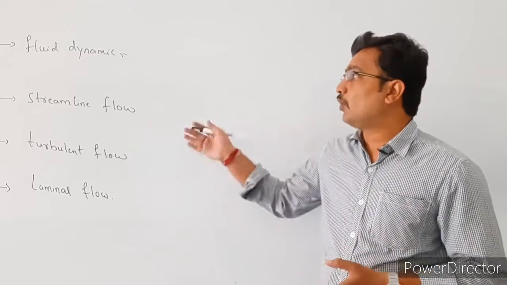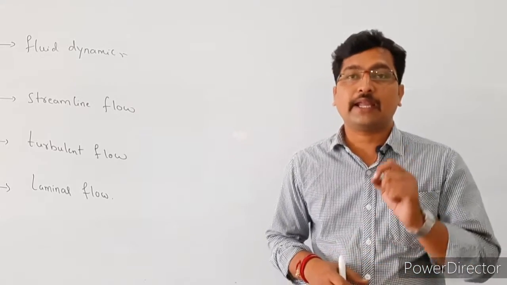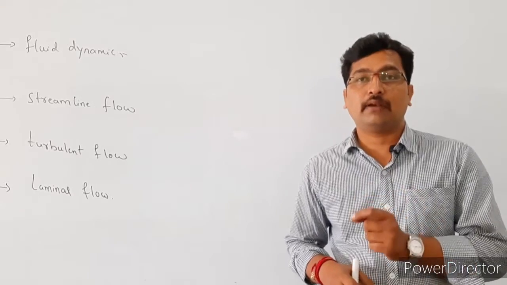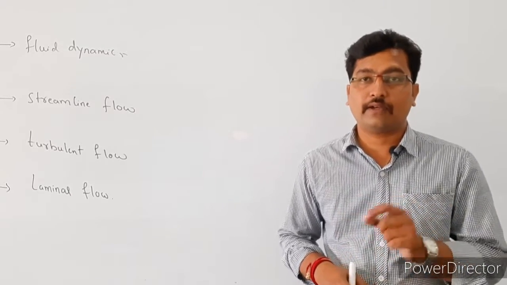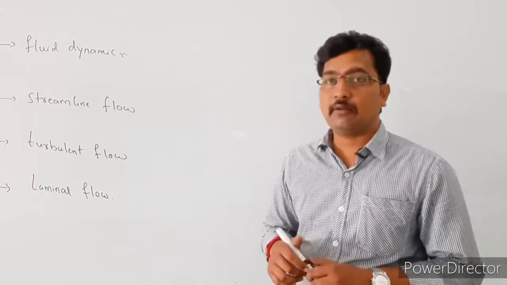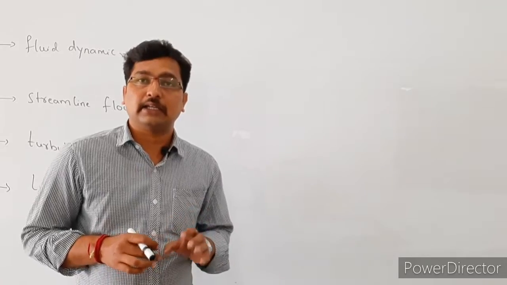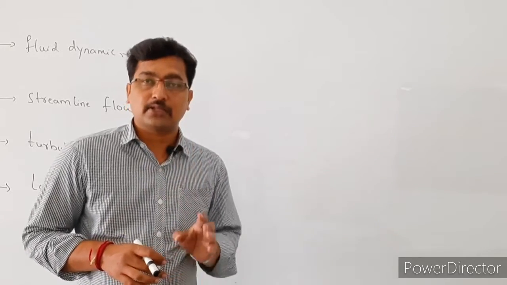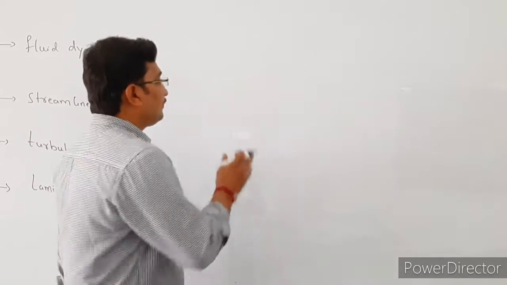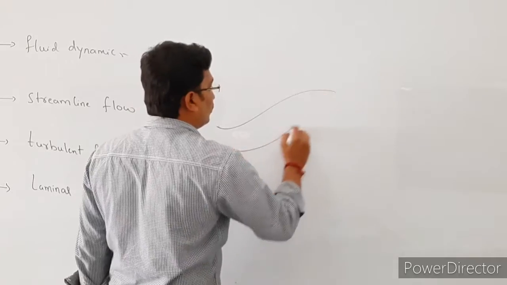The first one: what do we mean by streamline flow? Streamline flow means the regular flow of fluid, that is known as streamline flow. The regular flow of liquid or fluid is known as streamline flow. Or when the velocity of the particle at any point is the same, that flow is also known as streamline flow. Consider this is a bent tube.